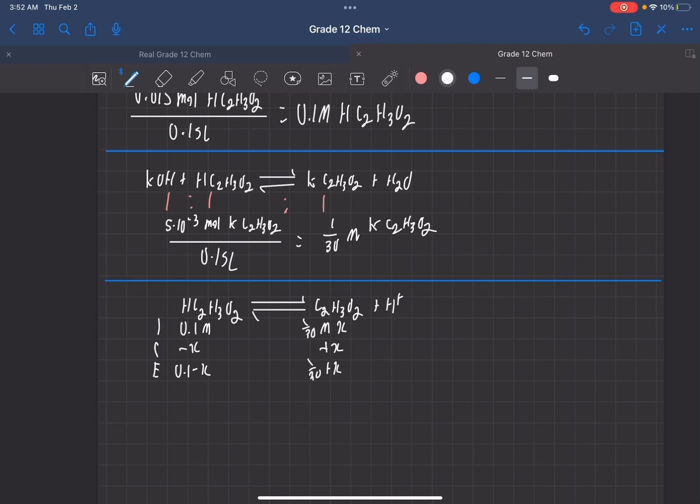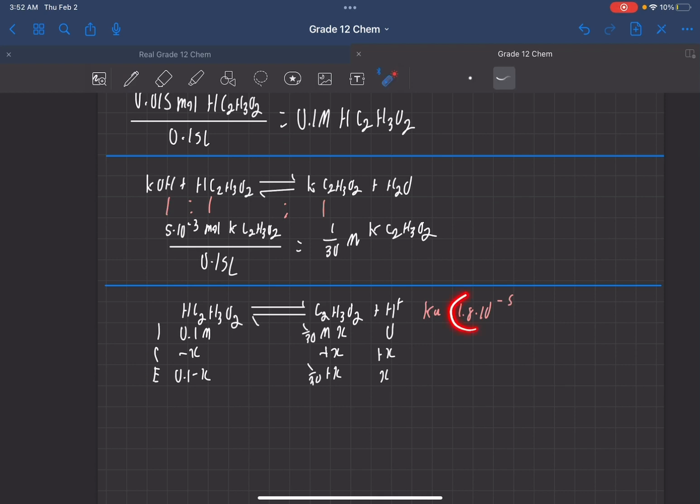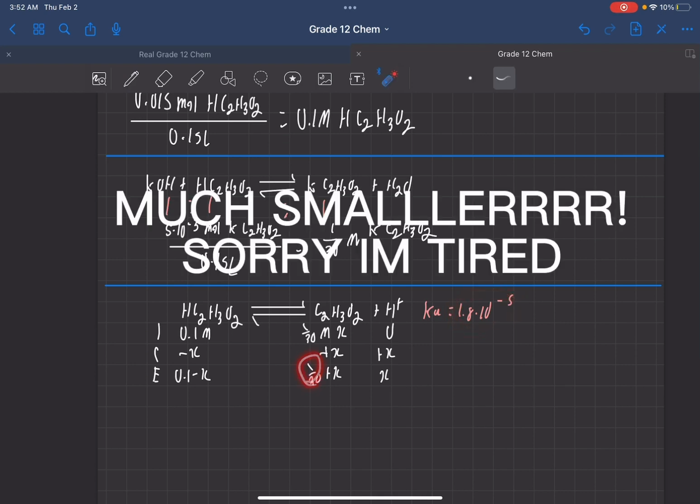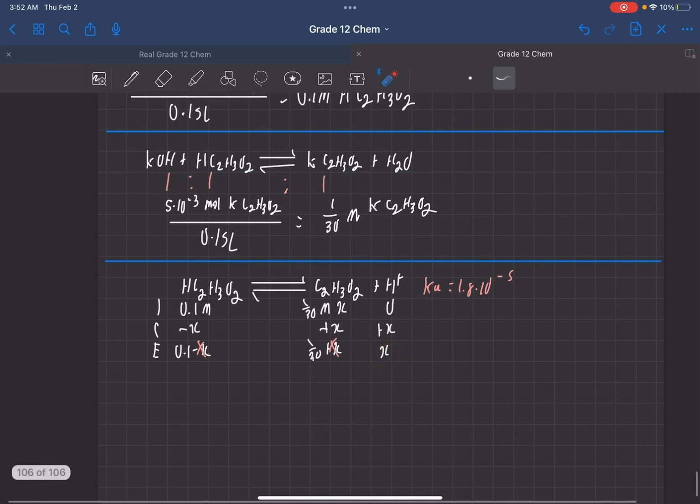And as for the hydronium, well, we had 0 initially, plus x, and that's what we're going to try and find. Okay, so what was the Ka again? Well, the Ka was 1.8 times 10 to the negative 5. This is a much greater number than both 1/30 or 0.1, making this x pretty much negligible for both of them, though still important in finding the hydronium, as we've covered before.